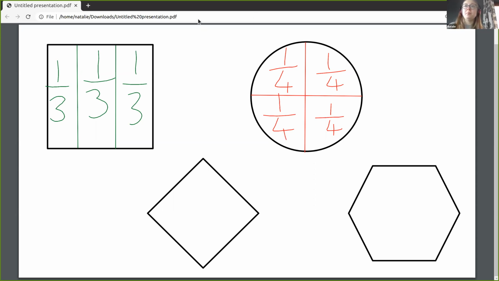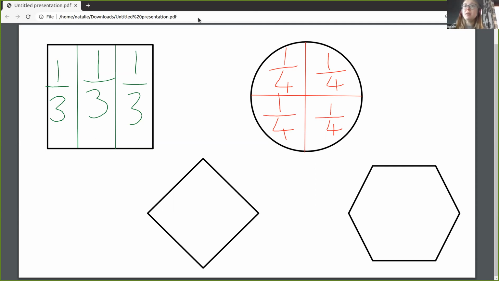Now, we're going to use our hexagon to divide. We're going to skip fifths because fifths is really, really hard to draw. But fifths, we would have, yep, you guessed it, 5 equal pieces. But we're now going to jump ahead one. We're going to have a go at sixths.